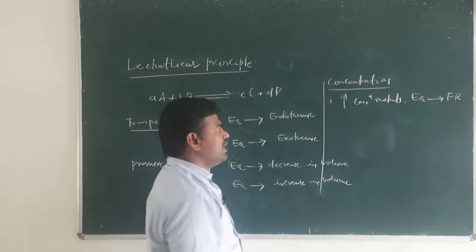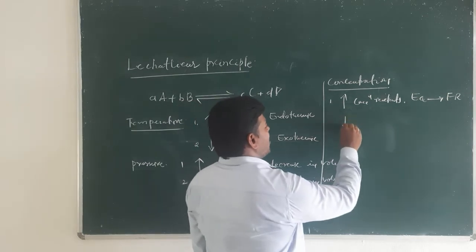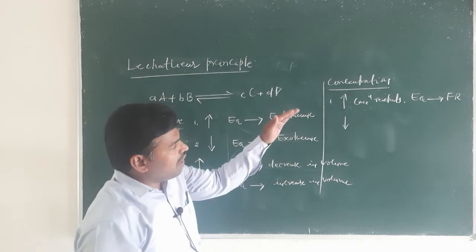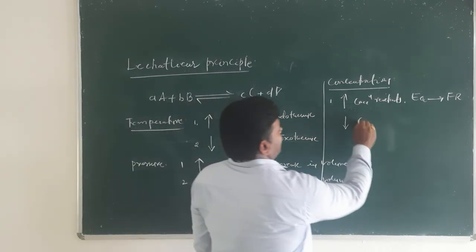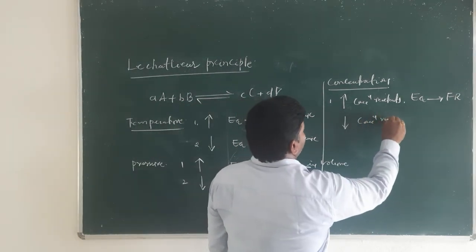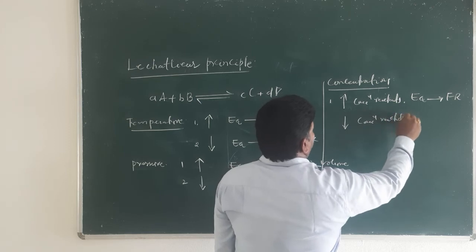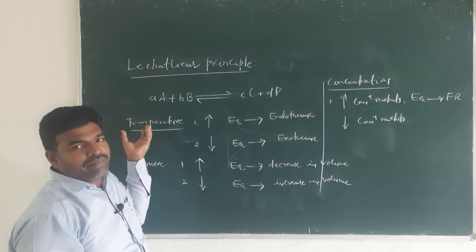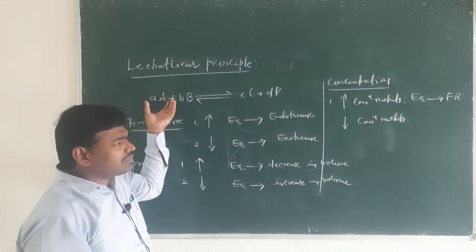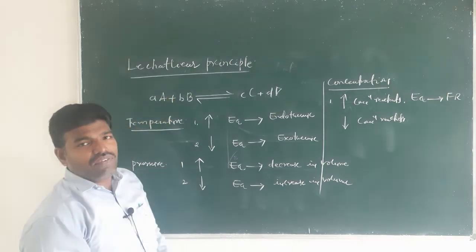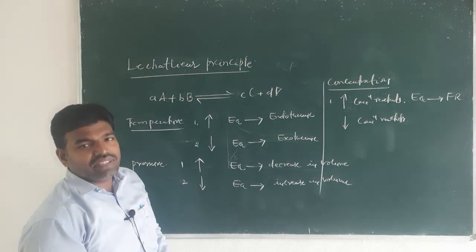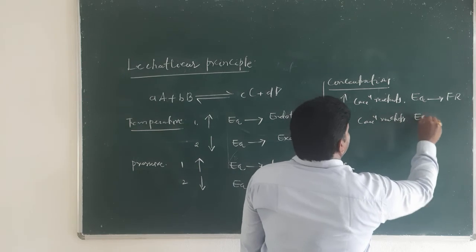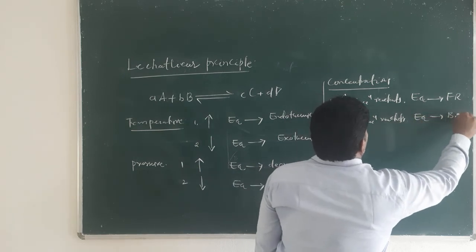Okay, and if we decrease the concentration of reactants, so here the concentration of reactants is decreasing, so equilibrium shifts in the direction of backward reaction.